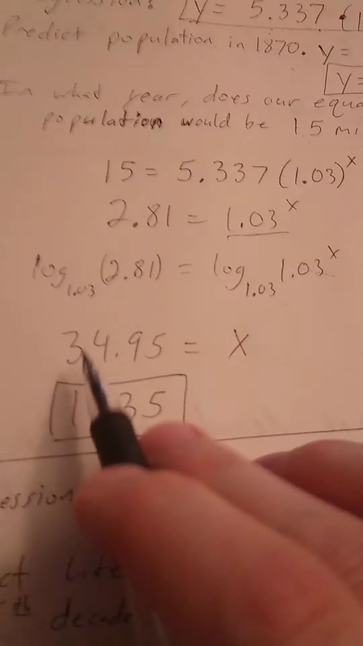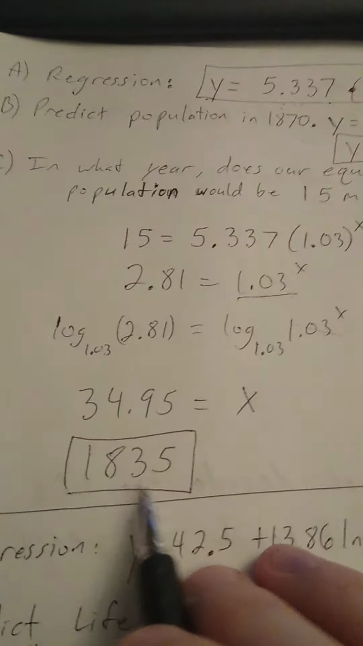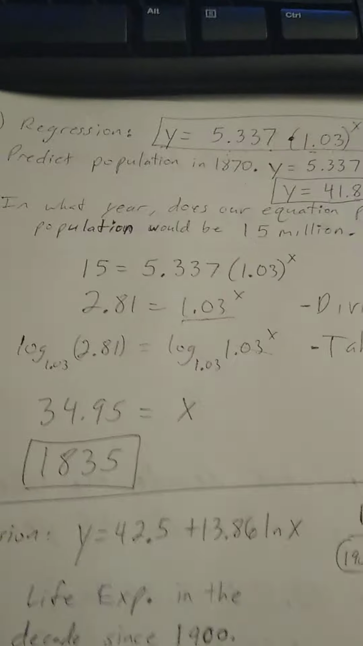We're going to round that to 34.95, or 35 years later, which is 1835, the year 1835. All right, for our next problem, we're going to take a look at a logarithmic problem.